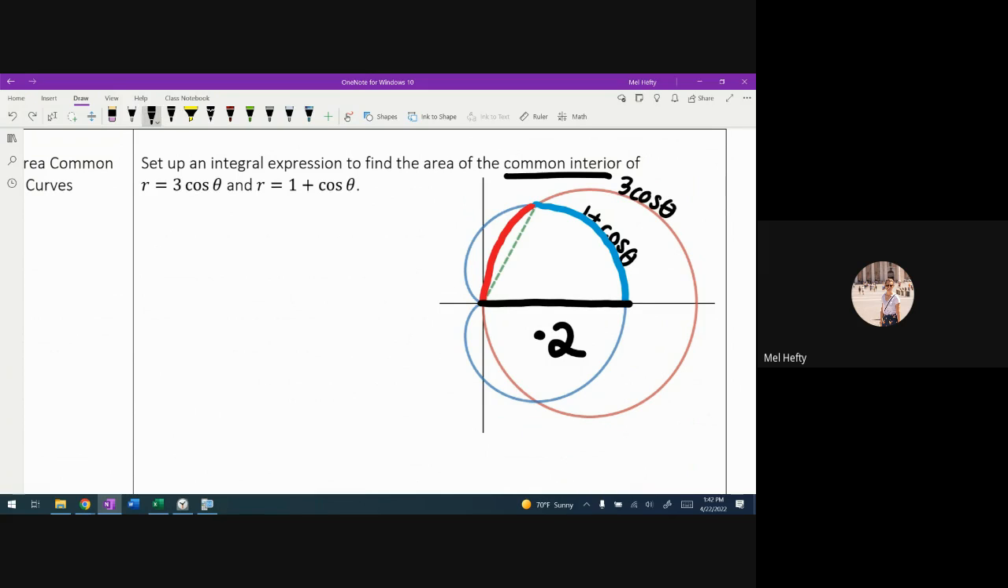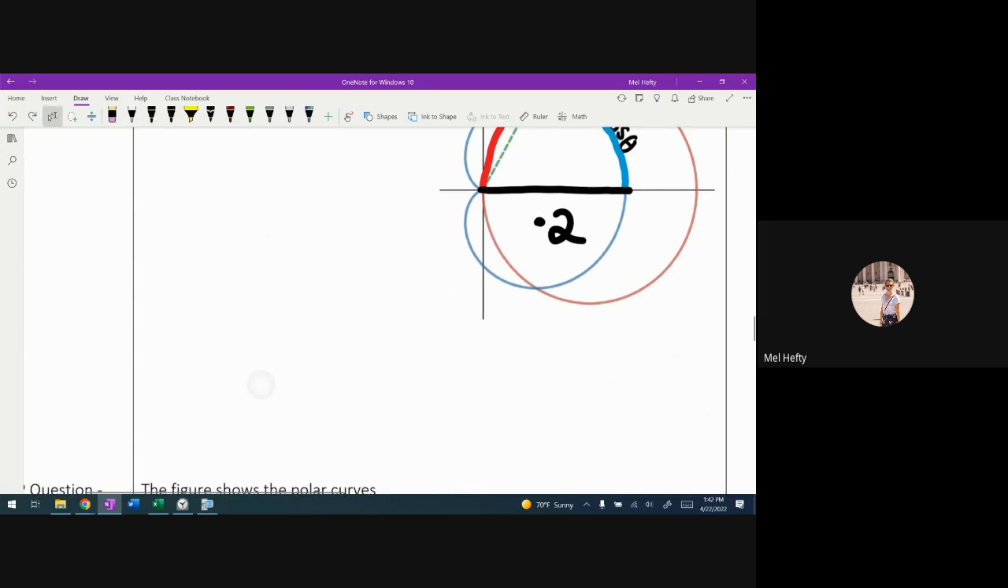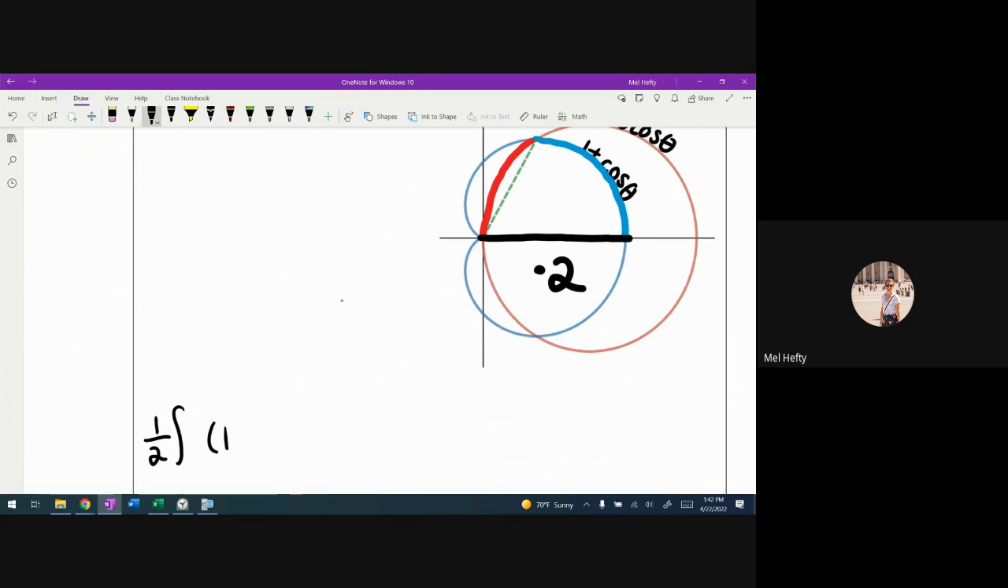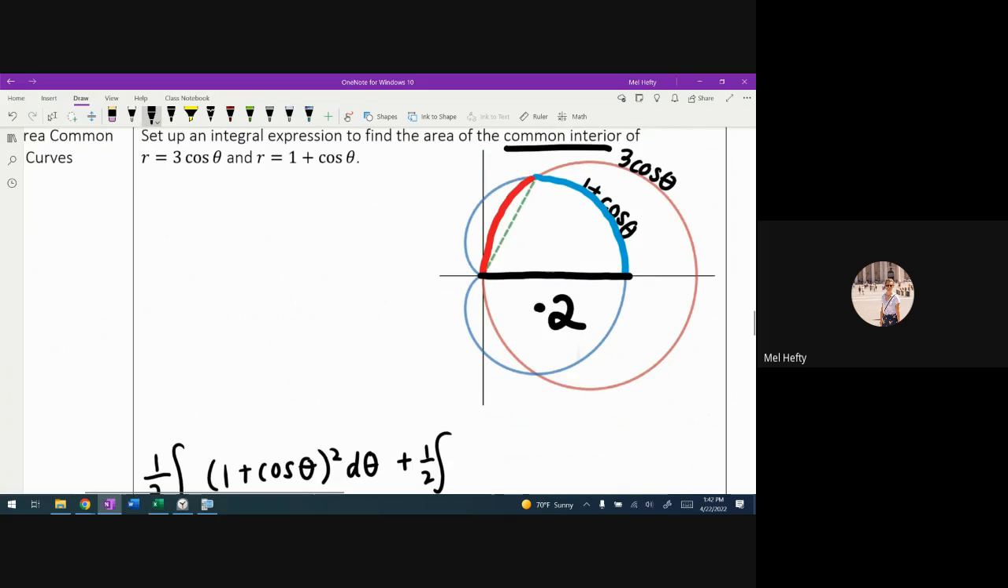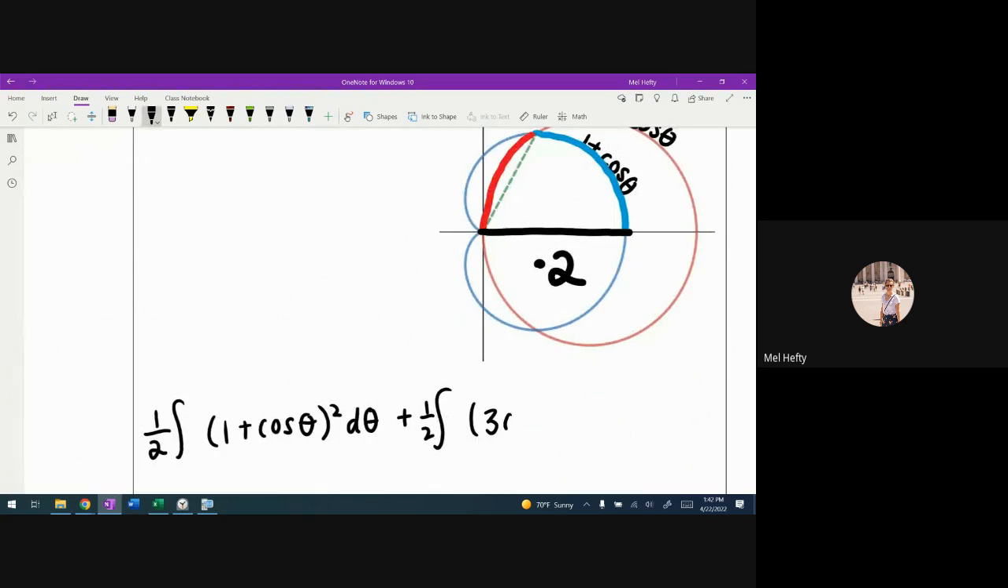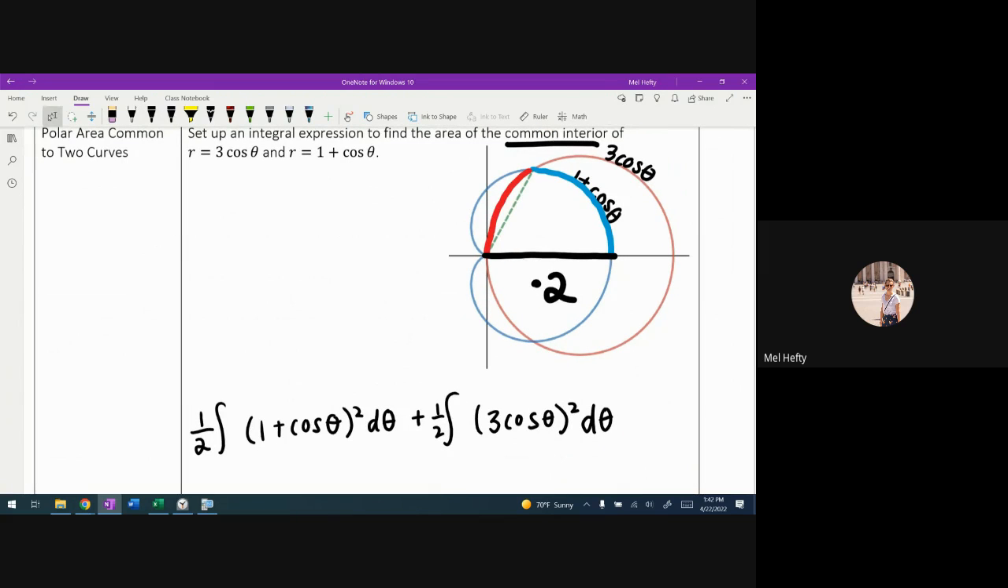All right, so let's get focusing on setting up some of this stuff. So I know I'm going to have two integrals. I'm writing this at the bottom just because it's going to be a little long. One is going to be talking about the 1 plus cosine theta. That's our blue graph squared. And then the other graph is going to be talking about, what was this guy? 3 cosine theta. Does the order matter? No, because I am adding them together, so it doesn't matter at all. I'm doing them in a chronological order based on the angle, if you will, since 0 starts right here.